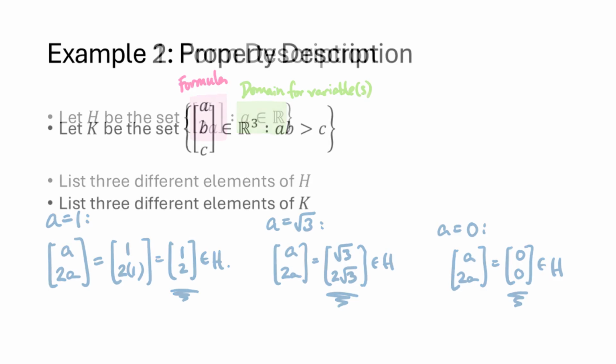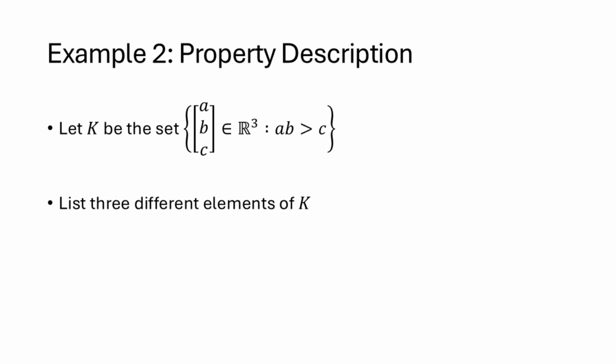Now the other kind of set builder notation is called a property description. This time, before the colon, we have a generic vector, and then after the colon, we have a property that must be true for that vector for the vector to be in this set. It's a little harder to generate elements in this case. We're just going to use guess and check.